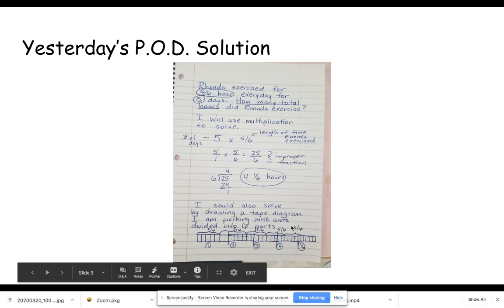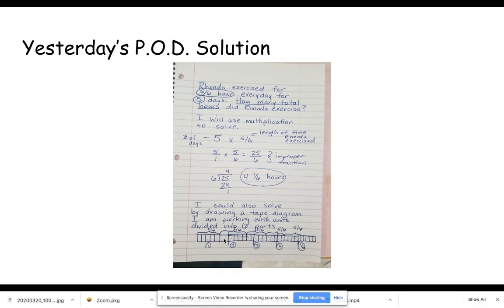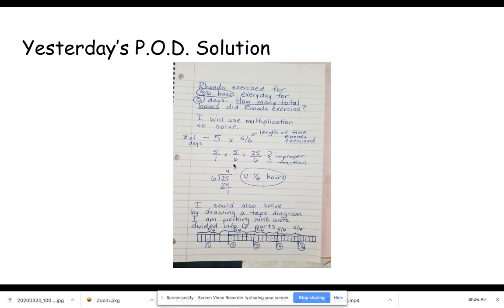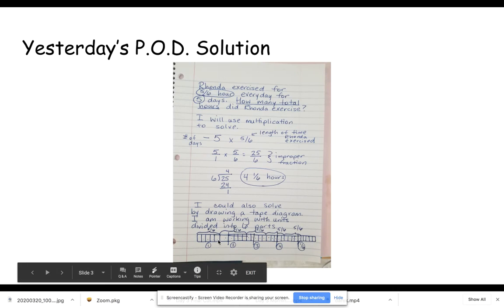It's important to know when I'm drawing a tape diagram that I'm working with units divided into 6 parts. How do I know that? I know that because the denominator of my fraction is 6. So each tape diagram is in 6 parts. So I drew the tape diagrams. I split them up with the longer lines here. So each one's in 6 parts, and then I split them off into 5/6.